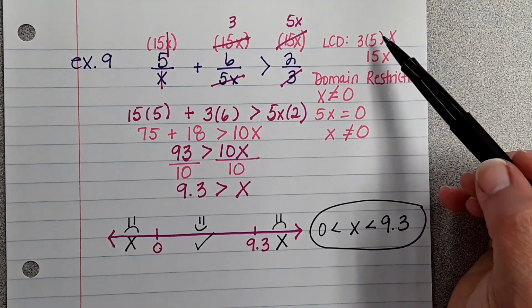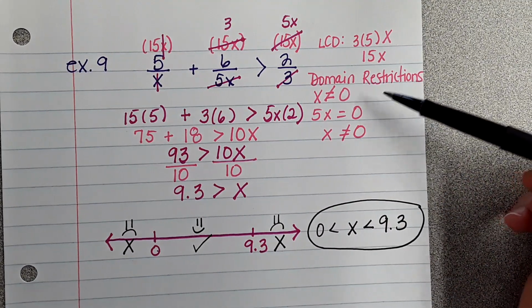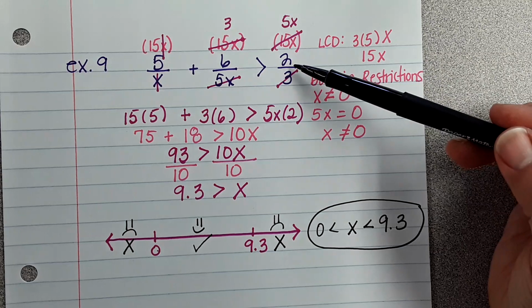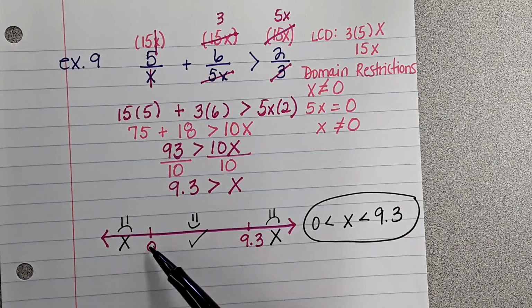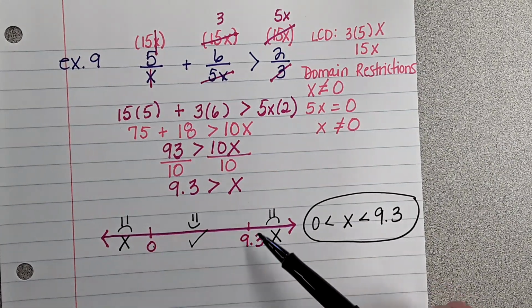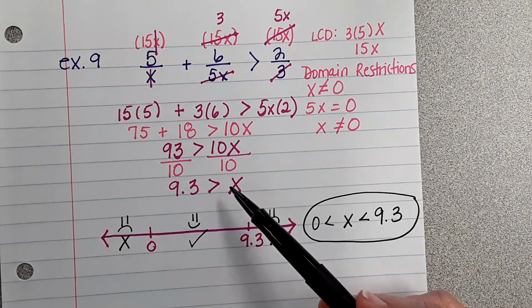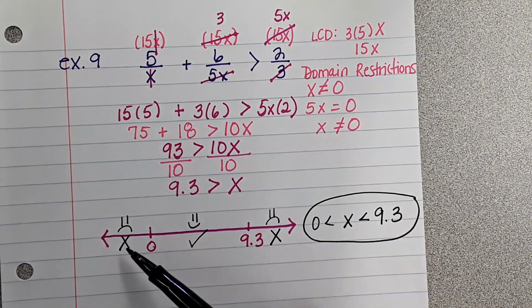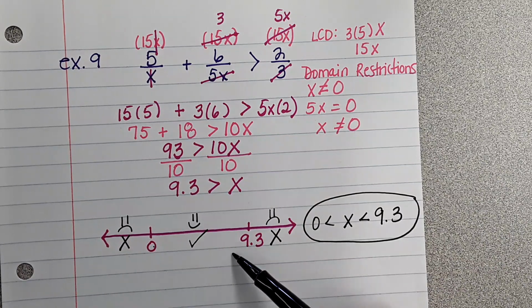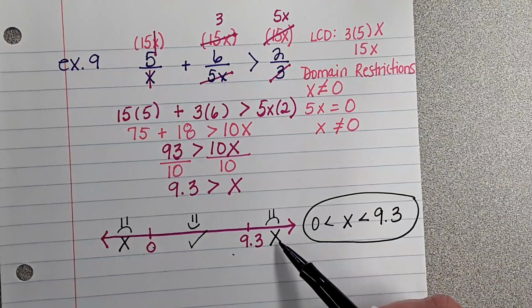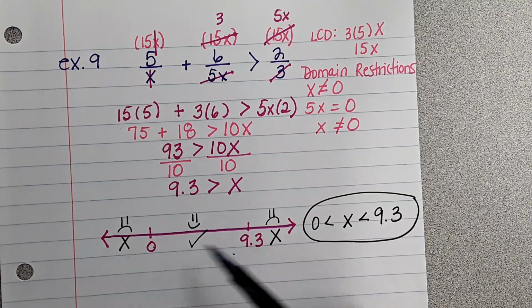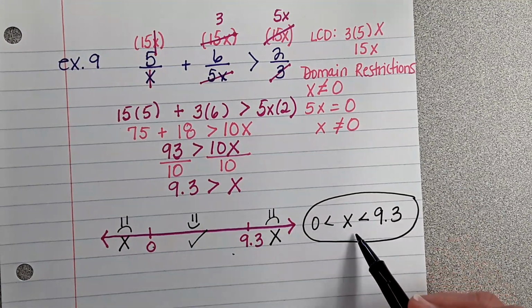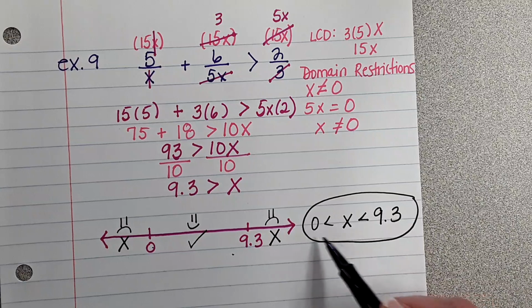So I found the LCD, I found my domain restrictions, I multiplied everything by the LCD, I solved for x, and then I made a number line. I got the 0 for my domain restriction, I got 9.3 from what I solved for x, and then I just picked a random point. One that was less than 0, one that was between 0 and 9.3, and one that was greater than 9.3. The only one that made a true statement is the one between 0 and 9.3, and therefore that's why x is between 0 and 9.3.